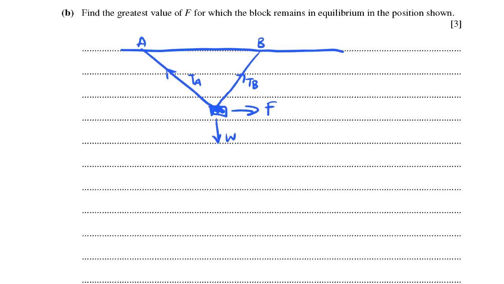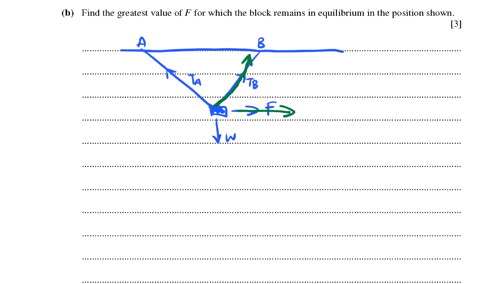We have to find the greatest value of F for which the block remains in equilibrium in the current position. Okay, so what it means is F is going to get larger and larger and larger. So this force is just going to get bigger and bigger and bigger. And we want to know how large can that force get before the block starts to move, right? And well, since this force is going to get bigger, you think it's going to move in that direction. But there's something that's stopping it from moving directly horizontal, and that's the string TA from the block to A. That's going to only allow this to move in an arc.